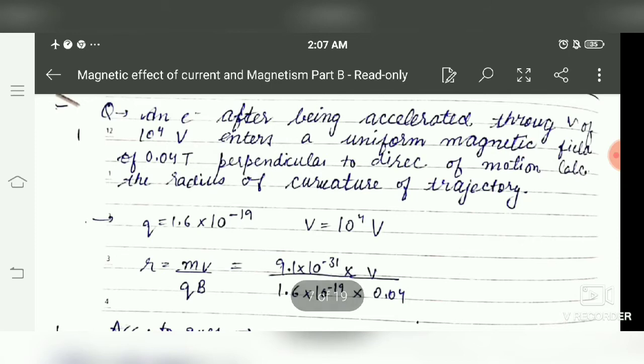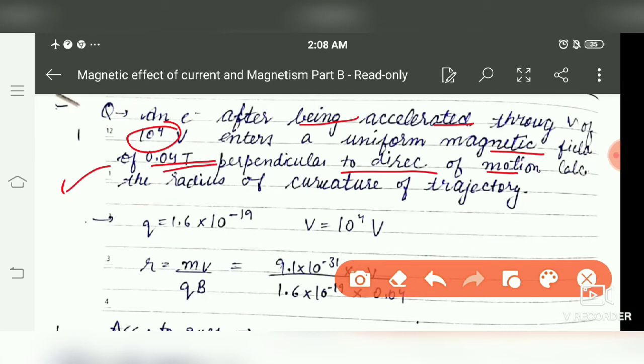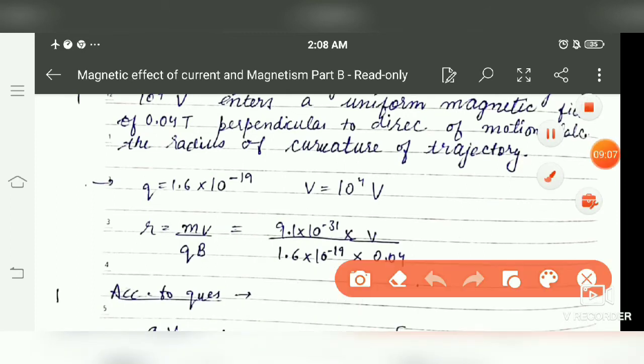Next question is, an electron after being accelerated with velocity v of 10 raised to power 4 through a voltage of 10 raised to power 4 volt enters a uniform magnetic field of 0.04 Tesla perpendicular to the direction of motion. Now perpendicular means it provides which path? Circular path. So now we have to calculate the radius.